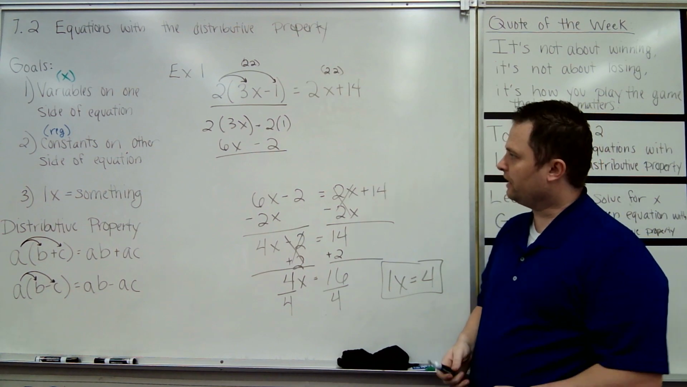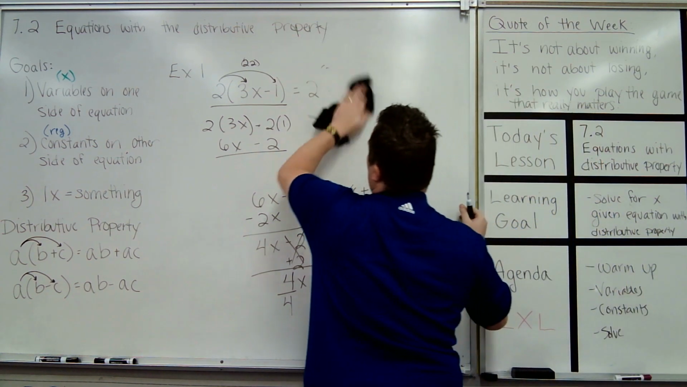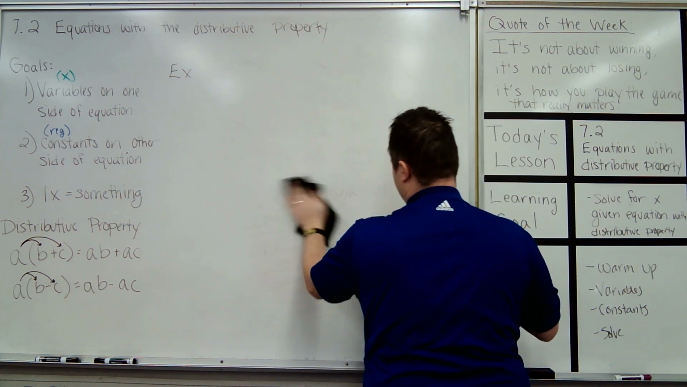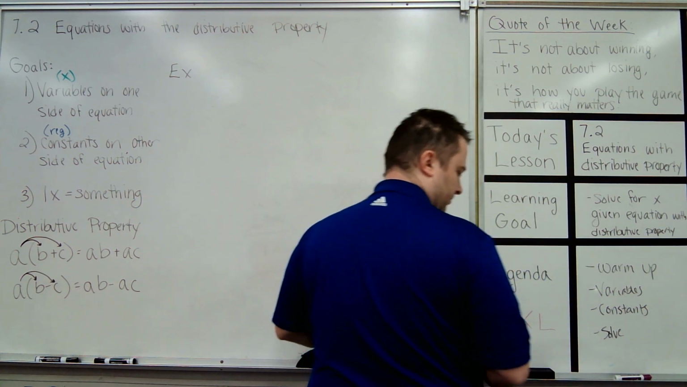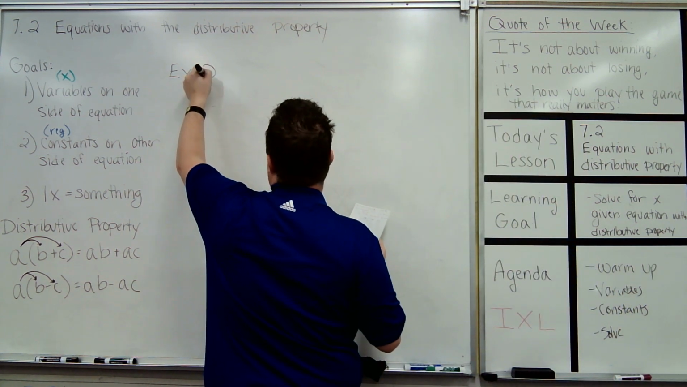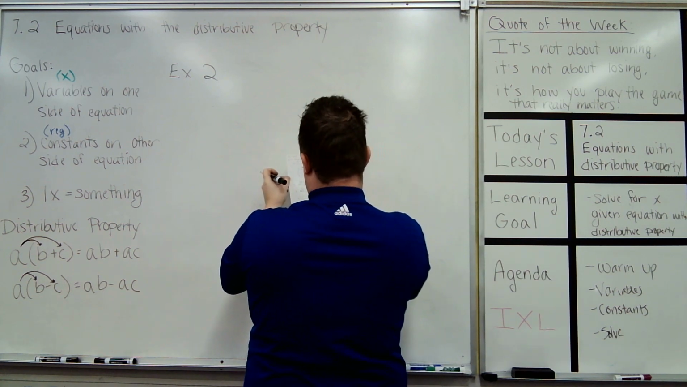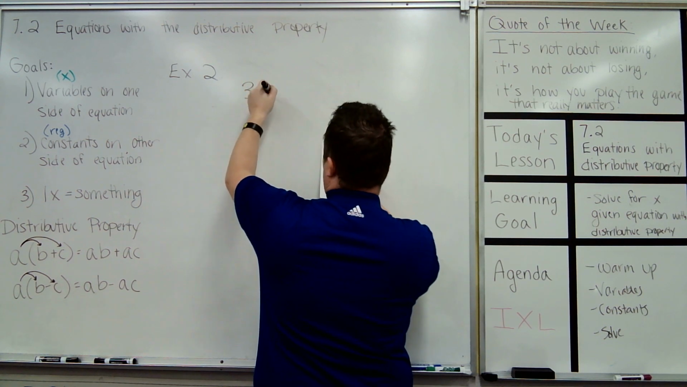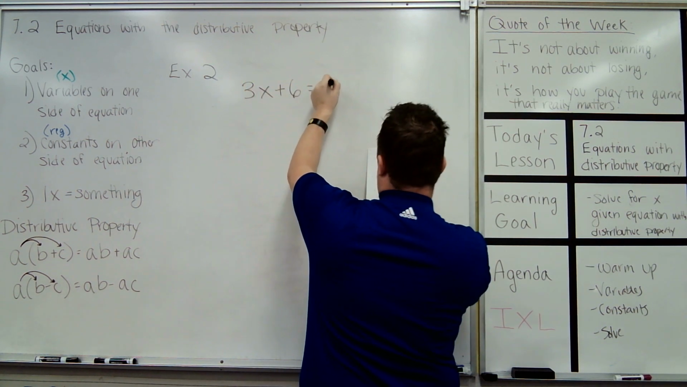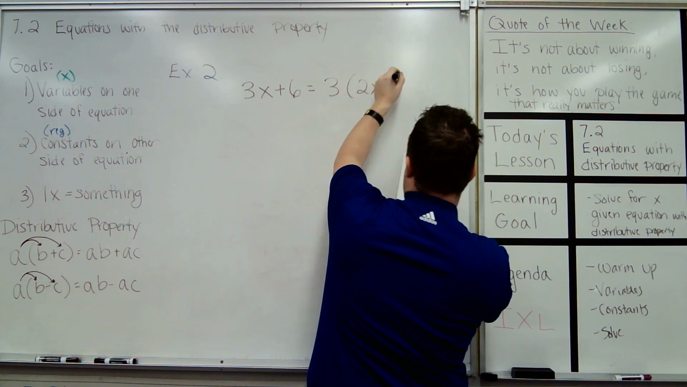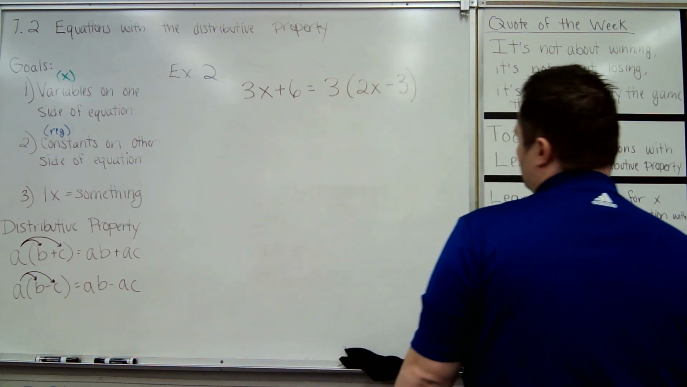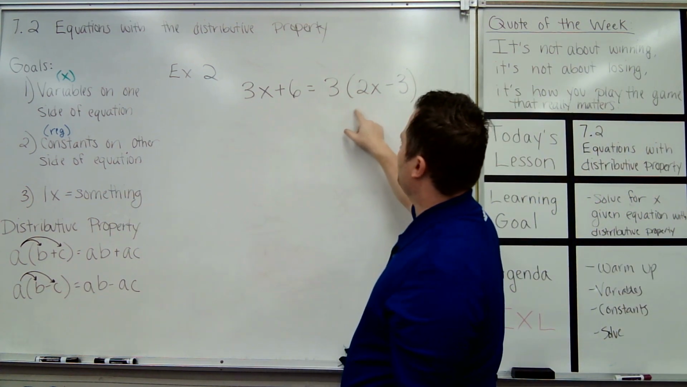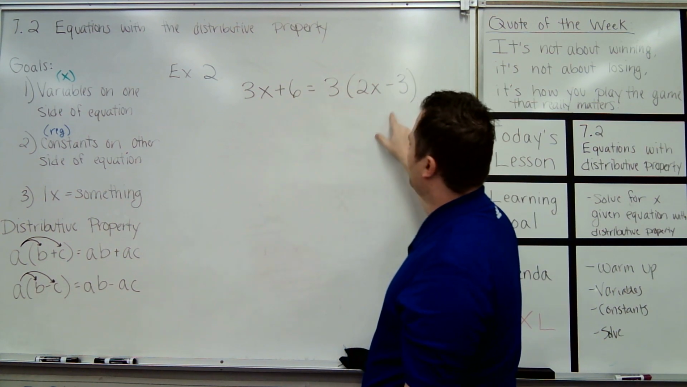Okay, let's try another example. Example number 2. Suppose we have 3x plus 6 equals 3 times 2x minus 3. This time, we have variables on 2 sides in the 3x and the 2x. We have constants in the 6, the 3, the negative 3.